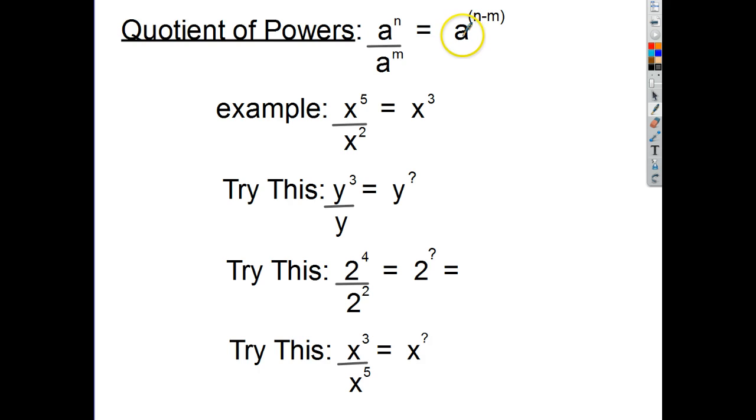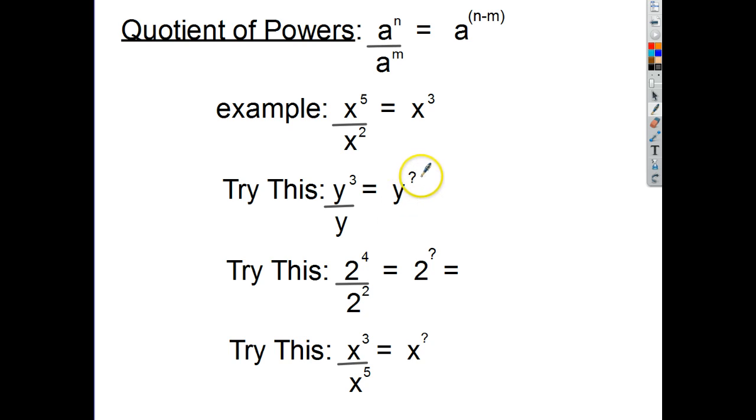Okay, so this is going to be a to the n minus m, or the top exponent minus the bottom exponent. Okay, here's our example. x to the 5th divided by x squared. The bases are the same. Then we just take 5 and subtract 2 and we get x to the 3rd.